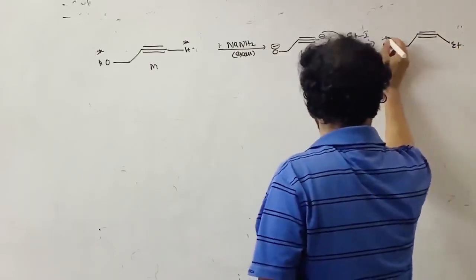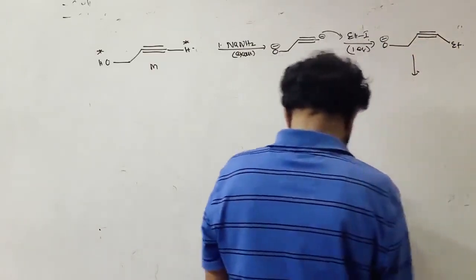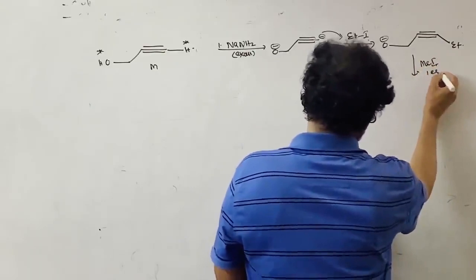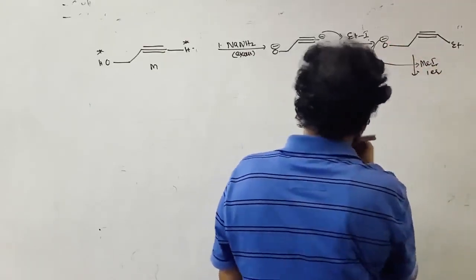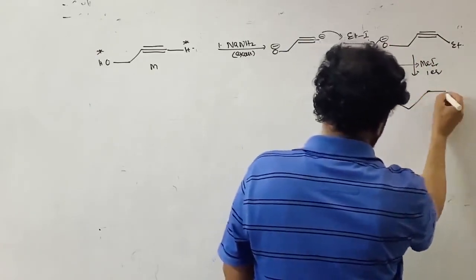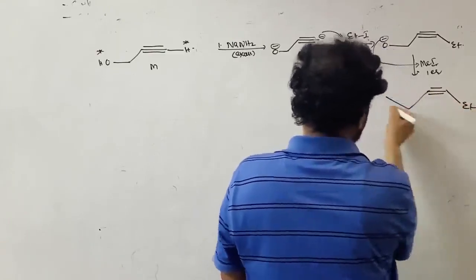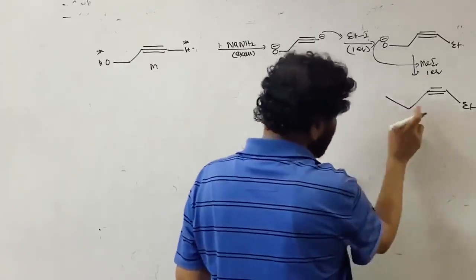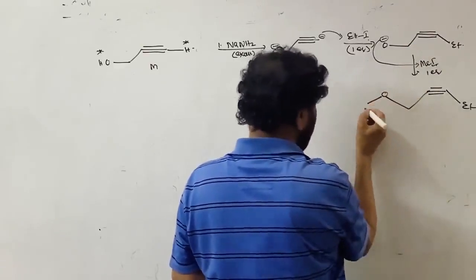Now this is the ethyl, and this is the oxide ion. Now it is treated with methyl iodide, one equivalent. This attacks on the methyl, on the oxygen. This is carbon, this is oxygen, and this is methyl.